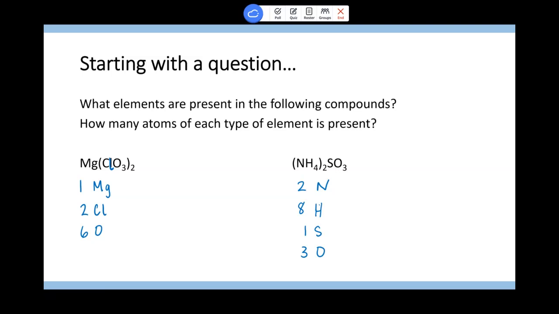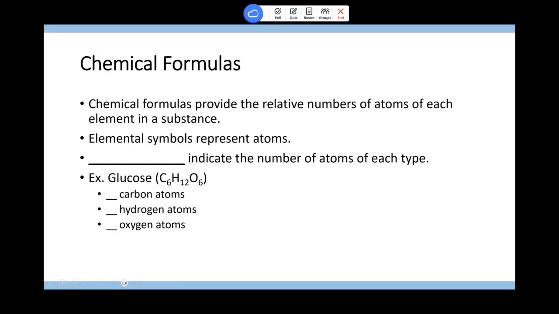Okay. So these chemical formulas tell us how many atoms are present in a unit for these different compounds. So that's what we'll talk about. Chemical formulas provide the relative numbers of atoms of each element in a substance. Of course, we use our elemental symbols from the periodic table to represent atoms. And then the subscripts indicate the number of atoms of each type, just like we saw in the last slide. An example here is glucose, which has 6 carbon atoms, 12 hydrogens, and 6 oxygens.